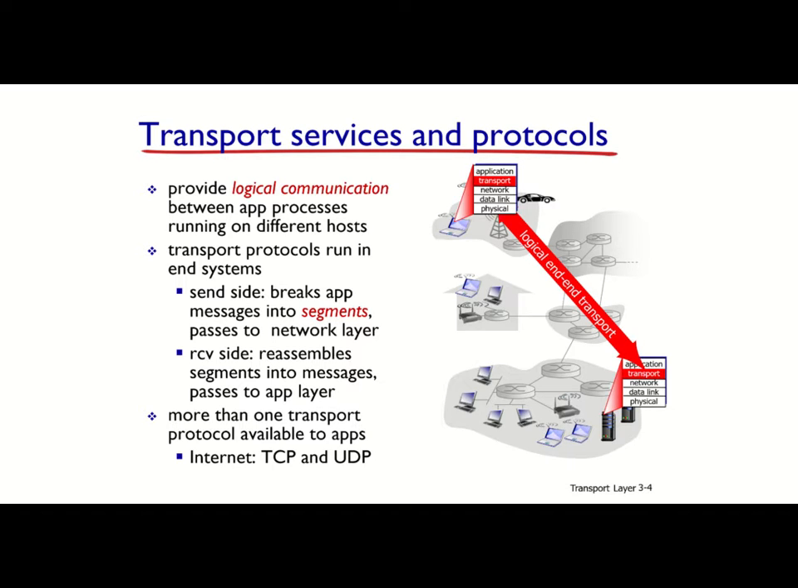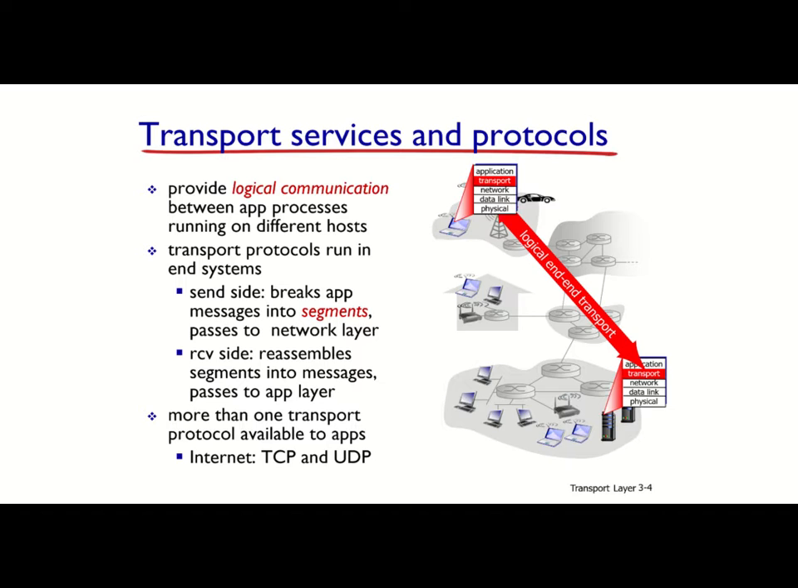When the processes are running, they think of the transport layer as a black box that can provide communication between the processes. So that's why we say the transport layer provides logical communication between app processes. So how does the transport layer or transport protocols do this? How can they provide end-to-end communication?